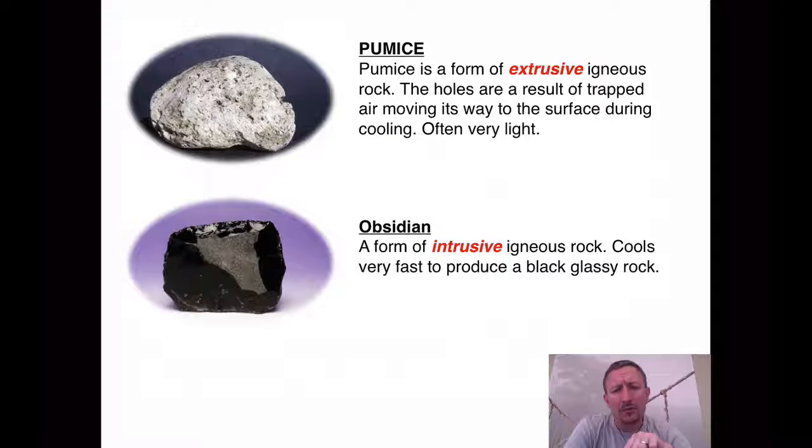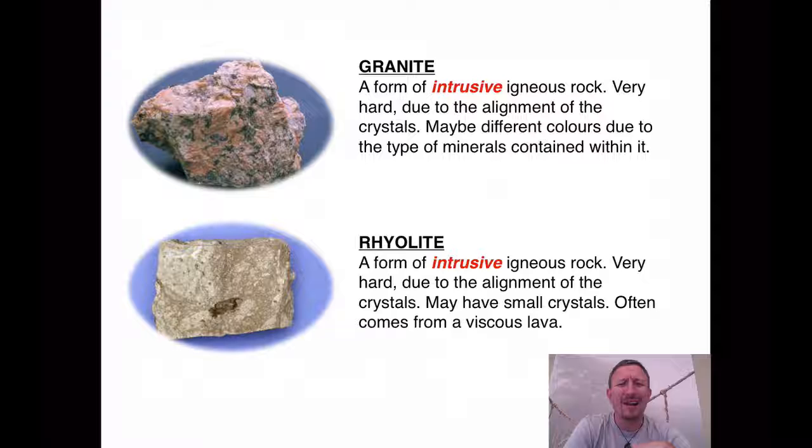Now, 2 examples of intrusive rock are granite and rhyolite. Granite is formed, as we said, either in a dike or a sill, it doesn't matter which. You will get very defined crystals in the granite because it cools incredibly slowly. Again, the different colors that you see are due to the types of minerals which make up that granite rock. Same with the rhyolite below.